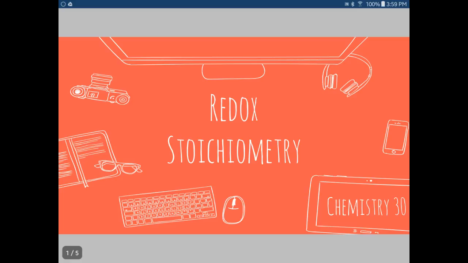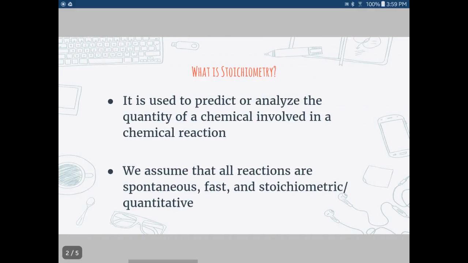All right, we're going to take a look at the next part of electrochemistry, and it is called Redox Stoichiometry. So hopefully you all remember what stoichiometry is from either Chemistry 20 or our review unit, but essentially stoichiometry is used to predict or analyze the quantity of a chemical involved in a chemical reaction. So we're talking about quantitative reactions. So we assume that all reactions are spontaneous, fast, and stoichiometric or quantitative.